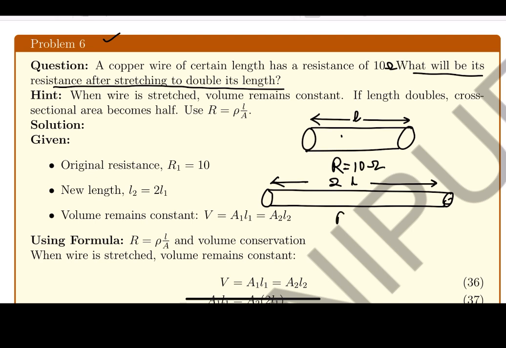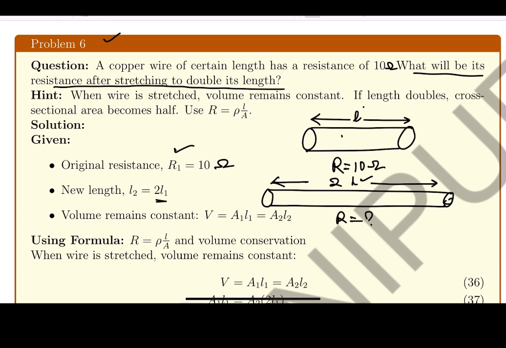So what will happen to the resistance if I increase this length? Are you getting the question? There is a wire with length L and resistance 10 ohm. Now I'm making it longer, it is 2L. Now what will be the resistance? Let's say the original resistance is 10 ohm. What will be the new resistance for length 2L1? What is L1? It is the original length of the copper wire. So let me say L1 is the original length.